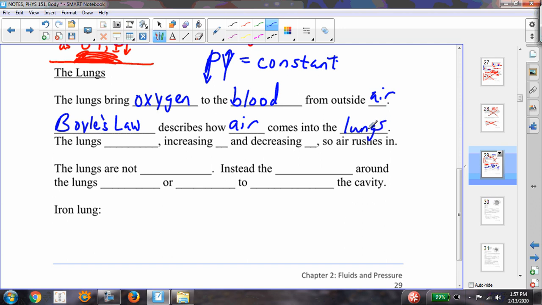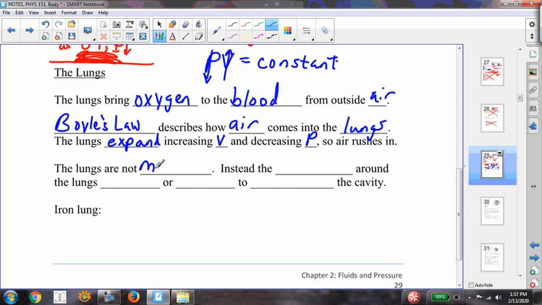The lungs expand. Actually, the chest cavity expands. The lungs don't do anything. They just sit there. But when the chest cavity expands, that increases the volume of the lungs, and that decreases the pressure, so air rushes in. If V goes up, P goes down.